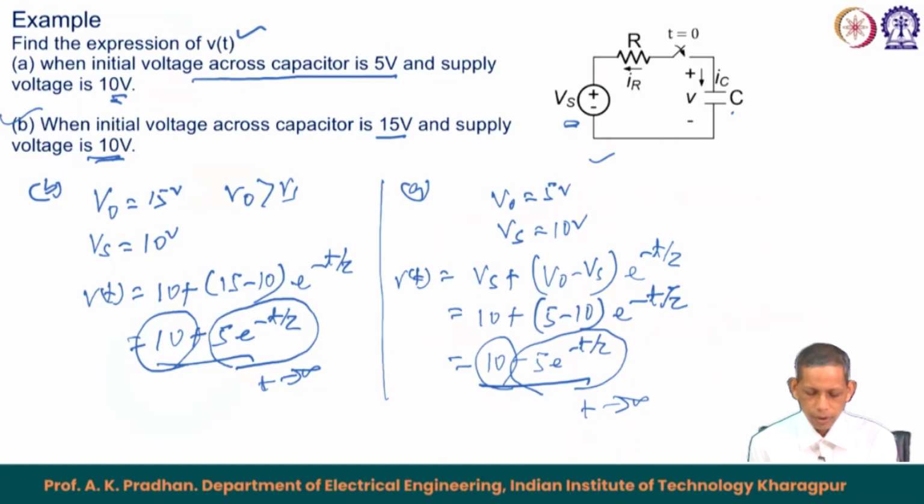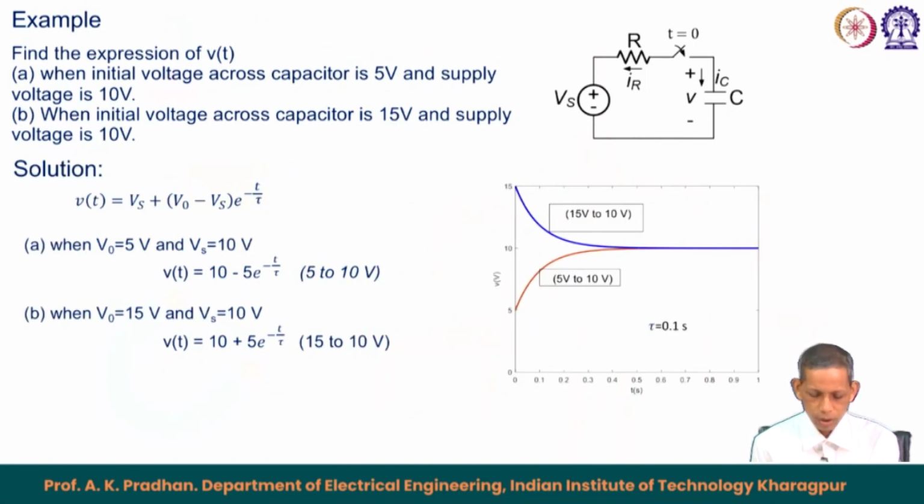However, one will start at 15 volt and the other will start at 5 volt. So, in one case it will be increasing, and in the other case it will be decreasing. That is what we say here. First is 10 minus 5 e to the power minus t by tau, the other is 10 plus 5 e to the power minus t by tau, and we have a plot here which shows these two cases.